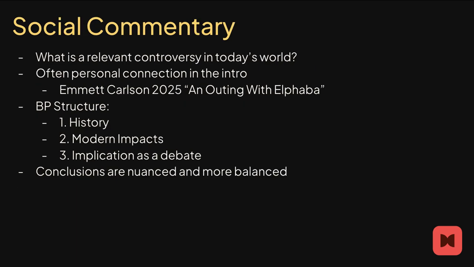The fourth archetype is what I mentioned earlier, which is social commentary. And these speeches are more often than not semi political. What I'll say about these speeches is that they're a little less argumentative than the other speeches. So the key question you want to answer is what is a relevant controversy in today's world? And as a result, these speeches generally pair well with the identity explainer, especially today where politics is saturated with a lot of identity politics.